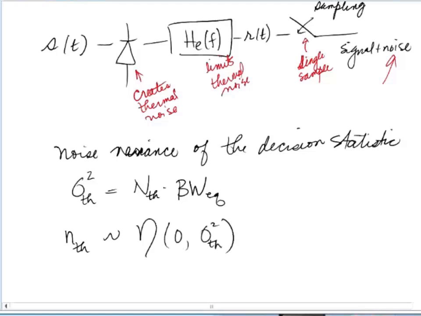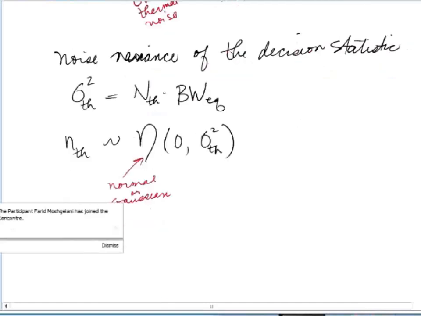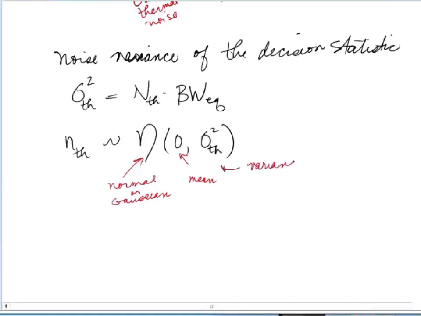So this is a notation I will be using. This script N refers to normal or Gaussian. The first argument is the mean. The second argument is the variance. And the little tilde means is distributed as.